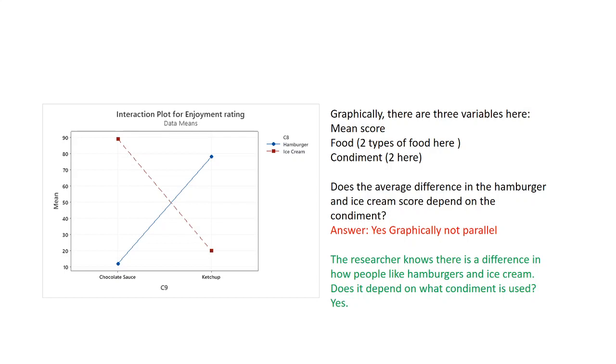So here we have three variables. We have the mean score, we have the condiment on the x-axis, and then the hamburger and ice cream. And so what we're asking here is, does the average difference in hamburger and ice cream depend upon the condiment down here? Yes, graphically they're not parallel. So that's kind of the idea. Is the difference between these two levels dependent on the factors down here? Does it depend on the condiment used?